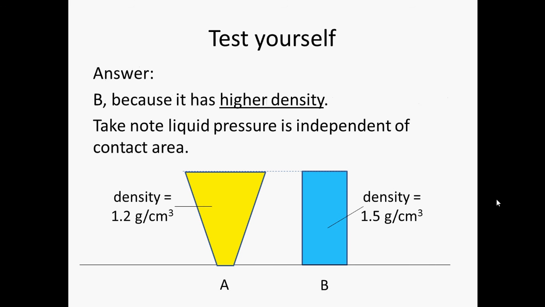The answer is B, because it has a higher density. Take note that both of them have the same depth. So and also that the liquid pressure is independent of the contact area again. Okay, so only the density is the main factor.